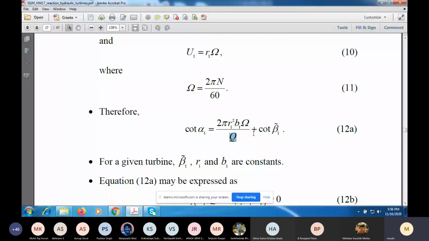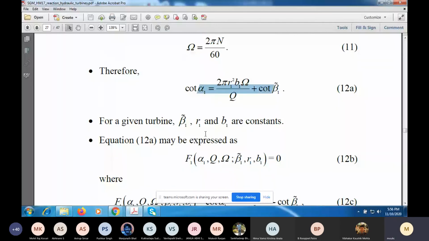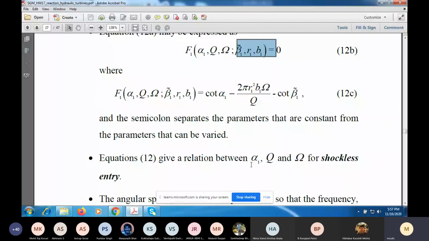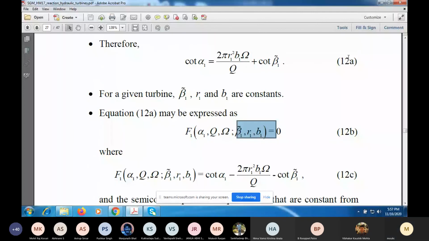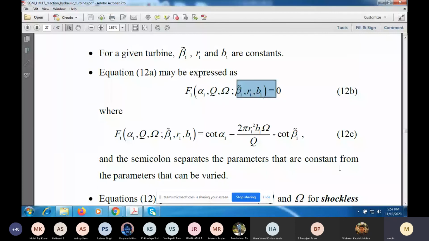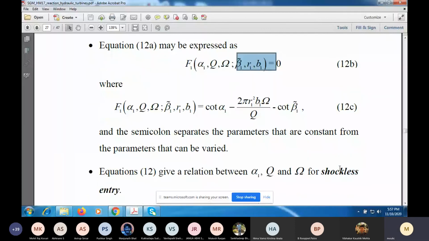Now as you can see, for a given turbine, once it has been designed and manufactured, beta 1 and hence beta 1 tilde will be fixed, R1 will be fixed, P1 will be fixed. So what can be varied is omega and Q and alpha. So there is a relation between alpha 1, Q and omega, which I can write in some functional form equal to 0, and I put a semicolon and write the constant parameters, which depend on the design of the turbine. So these relations in either one of these forms, 12A, 12B, and 12C, are all equivalent forms. These are the conditions for shockless entry.